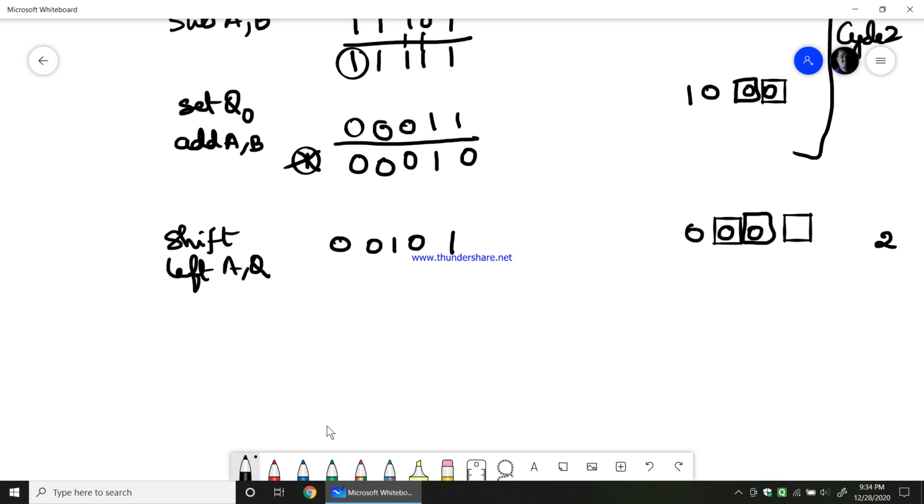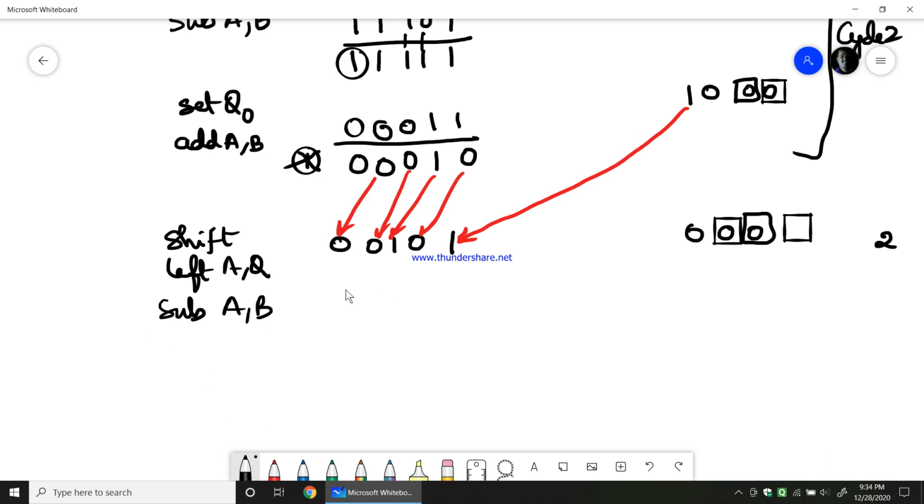Now we have shifted like this: 0 0 1 0 and this 1. After shifting left, now we are subtracting A comma B. So 1 1 1, what is B here? 11101. So now we'll see the subtraction.